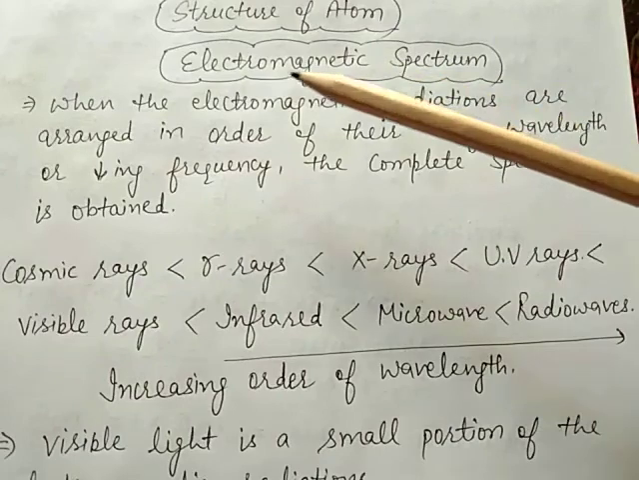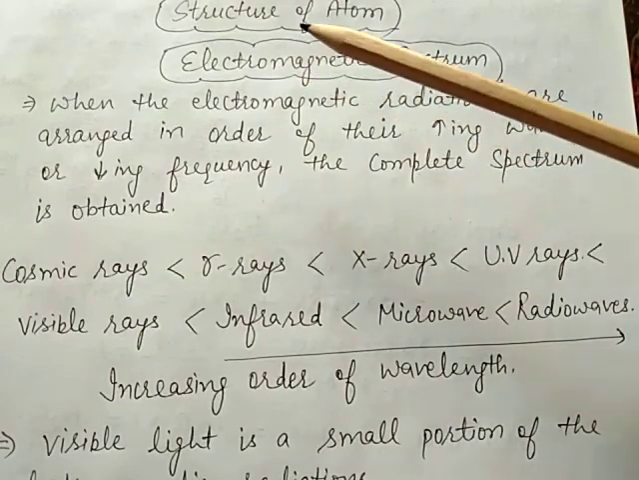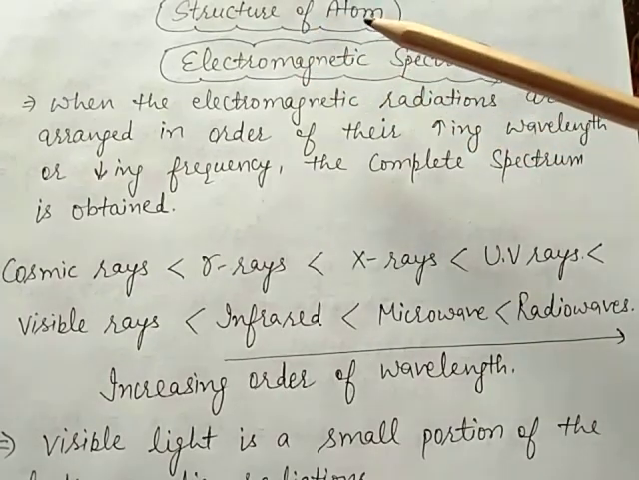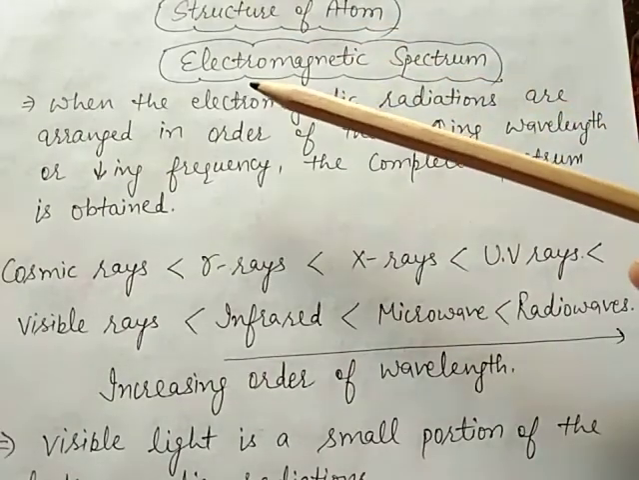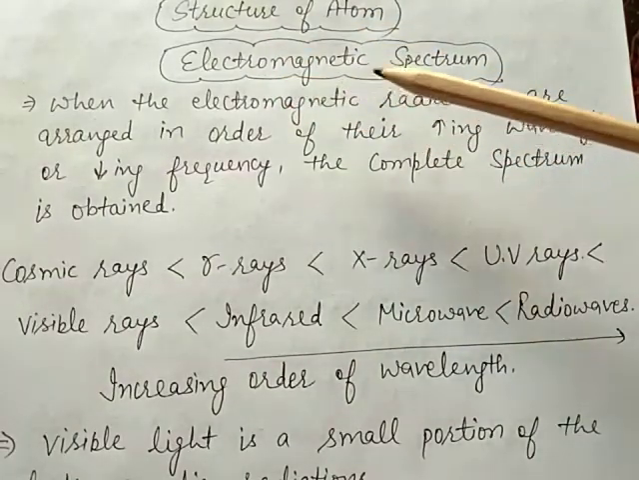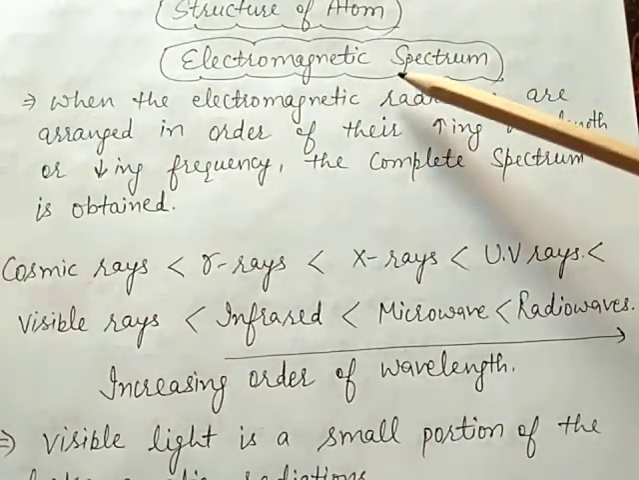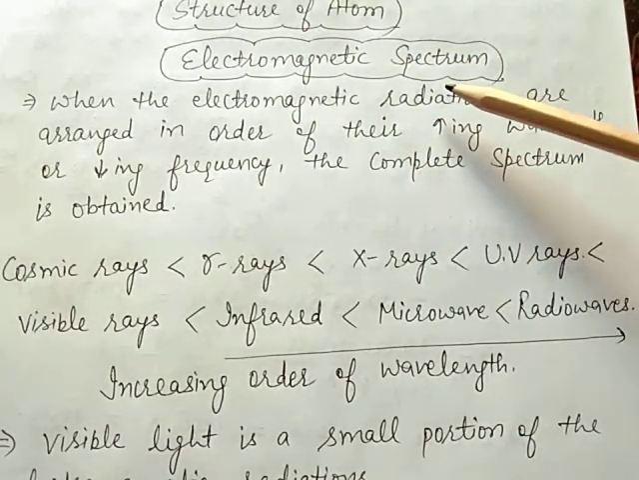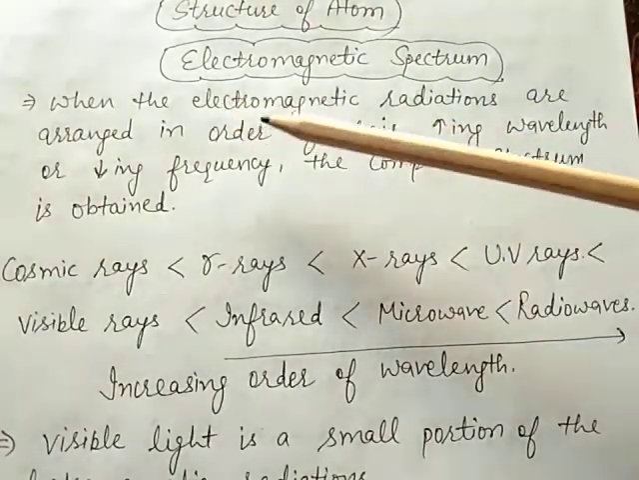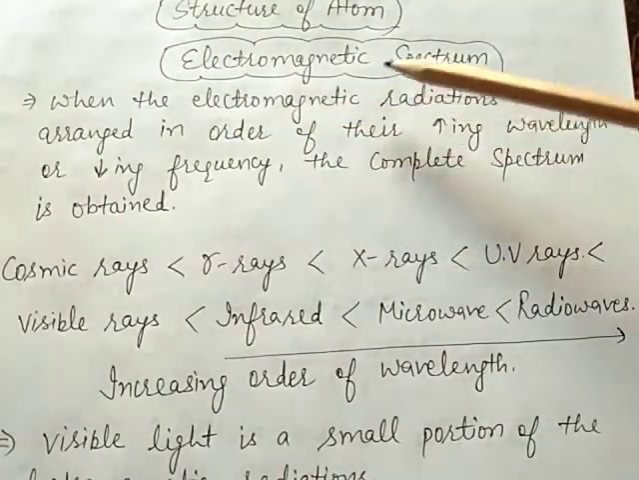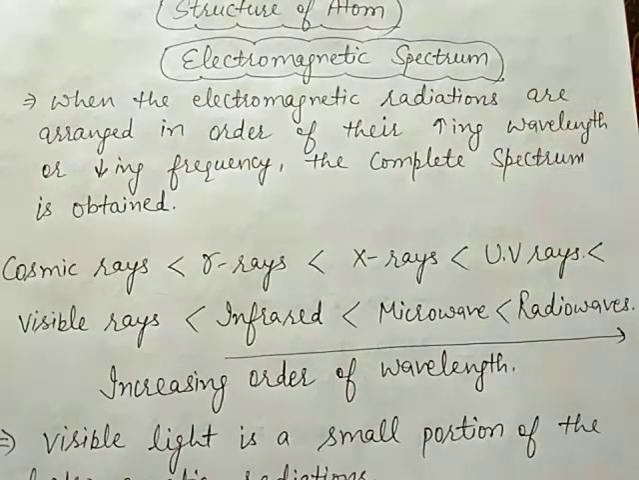Today I will discuss chapter number 2, Structure of Atom, and the topic is Electromagnetic Spectrum. What do you mean by electromagnetic spectrum? It means when the electromagnetic radiations.